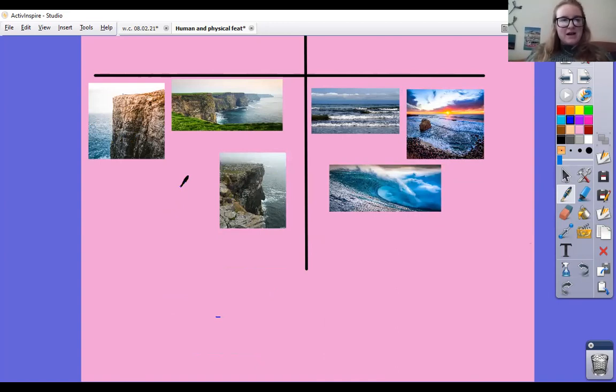These pictures are all of land areas near the coast. I can't see any beaches and I can't see any features. I can only see cliffs and sea. So I think these pictures are all representing cliffs.